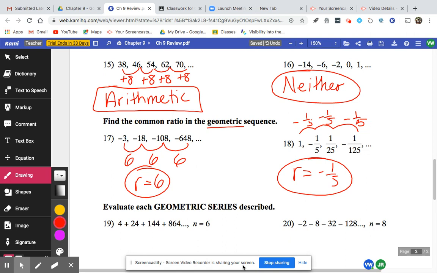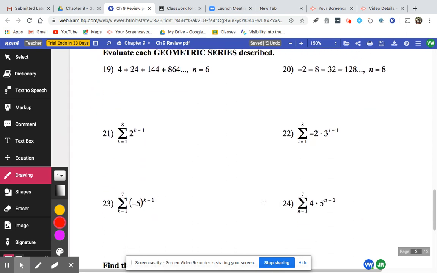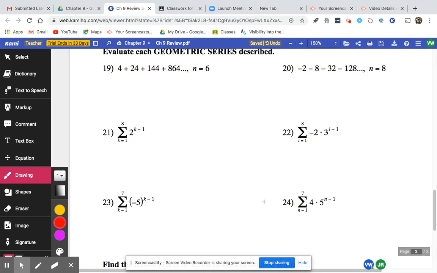Okay, number 19 through 24. We want to evaluate each geometric series described. Number 19 and number 20, they just give us the list of numbers. Number 21 through number 24 is in sigma notation. You need to make sure that you understand sigma notation, that way we can pick out what information we need. Okay, so we need 3 things. We need our first term, we need our rate, and we need n.